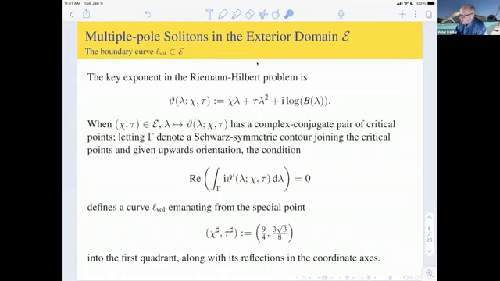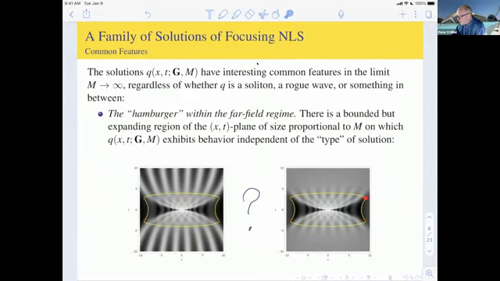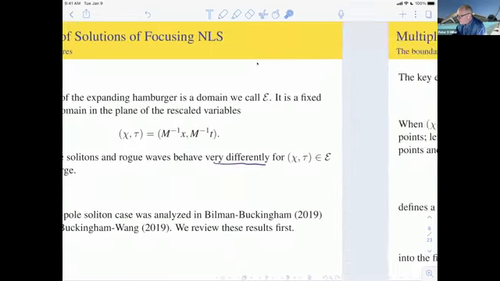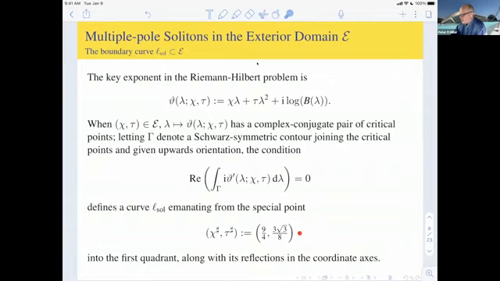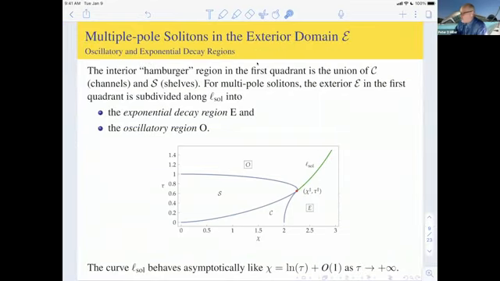It emanates from a particular point, this specific point chi sharp tau sharp. That's the red dot that you saw, the red dot in the first quadrant for this burger here. So right over here. There's that point, and it has symmetric images in the other quadrants. Okay. All right.